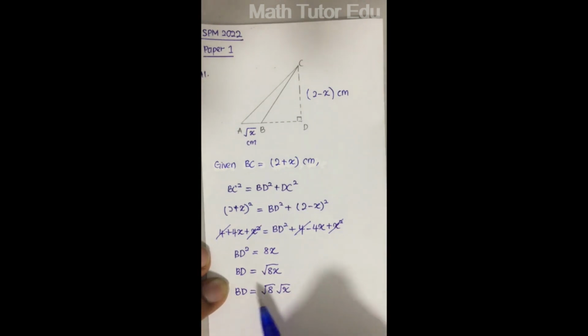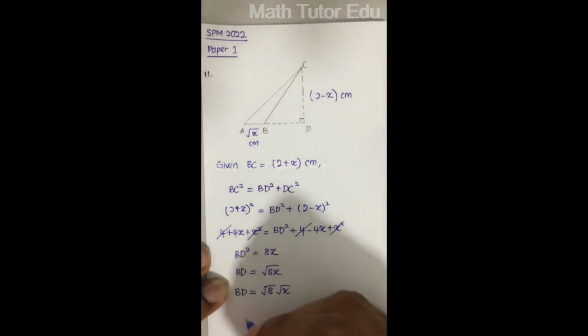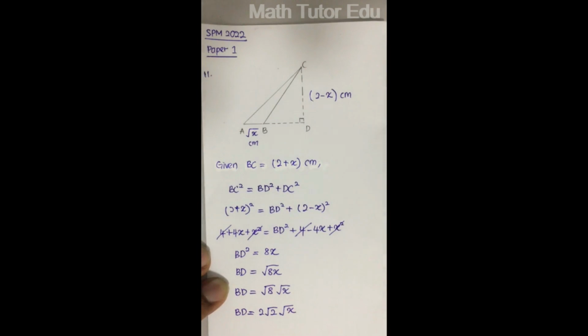So 2 surd 2 is also same as surd 8. So from here BD is equals to 2 surd 2 times with surd x. Okay, so I hope you guys are clear about this. Okay, so let me underline for this length BD.